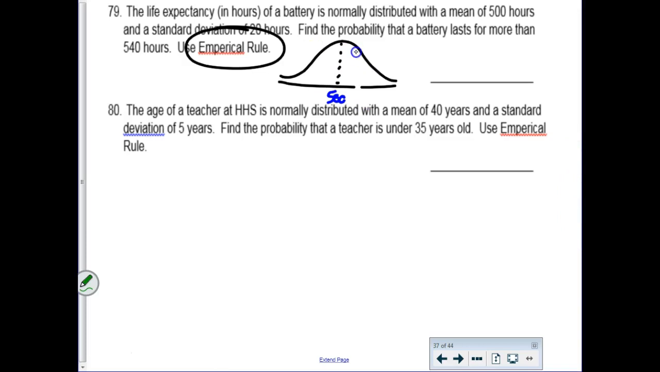All right, now do not use your calculator on this one, guys. They want you to use the empirical rule. So every time you go up, it's 20. So this is 520, and this one would be 540. So they want to know the probability that it lasts for more than 540 hours. So you guys need to figure out what this probability is. What you're supposed to be doing is to go look at your empirical rule on your formula sheet.